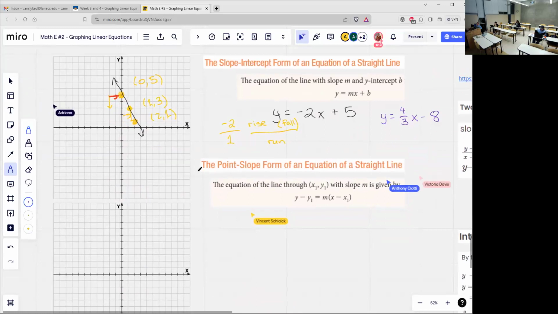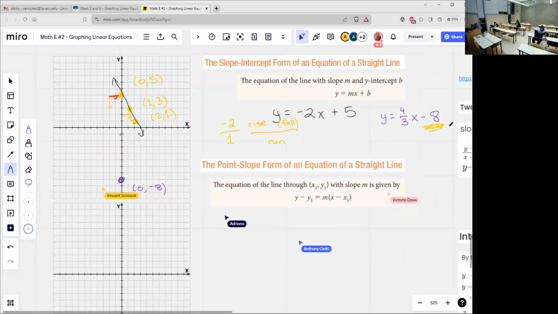You'd start with -8. So 1, 2, 3, 4, 5, 6, 7. So this point here for the purple line is 0, -8. Everyone okay with getting the -8 off the end of it there? Yeah. So now I want to go over 4. I'm sorry, up 4 and over 3. I have to say it the right way.